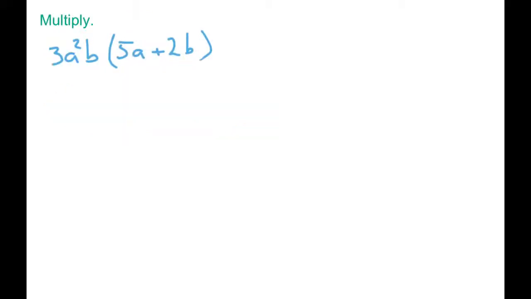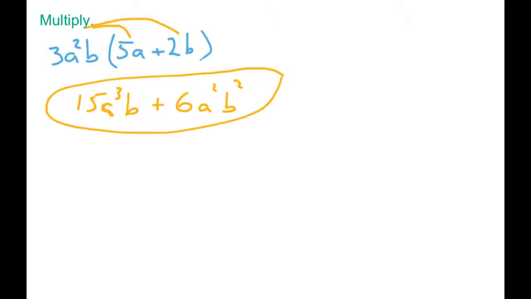All right, same thing here. We're going to distribute this to there and to there, both terms. So 3a squared b times 5a would be 15. Okay, we have an a squared times an a to the first. That's a to the third. We add the exponents. And then b is just by itself, so that stays. Plus 3a squared b times 2b. 3 times 2 is 6. A squared is just a squared, and b times b is b squared. And then that's our answer.